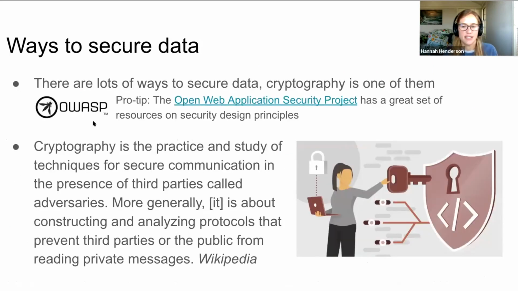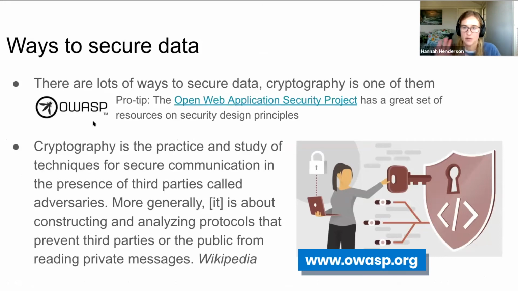So there are several ways to secure data, and cryptography is one of them. OWASP, which I've included here, is the Open Web Application Security Project. They have a great set of resources on security design principles. If you ever want to refer to something, I'd recommend starting there.